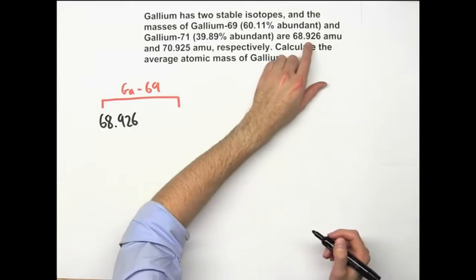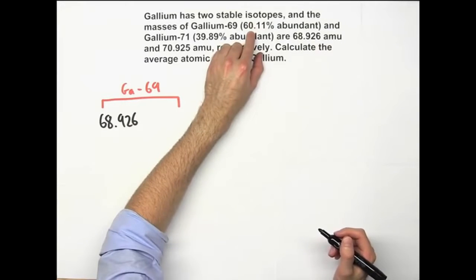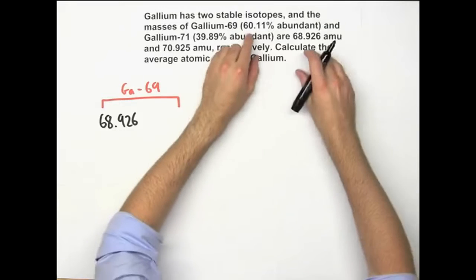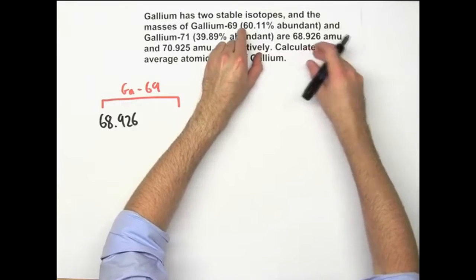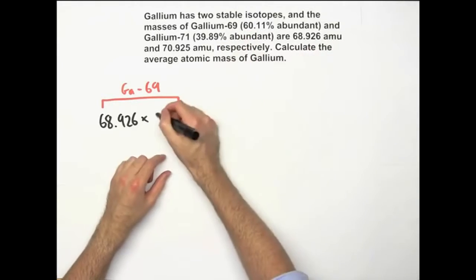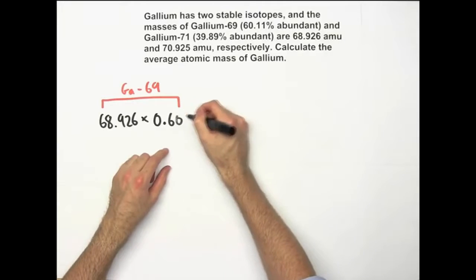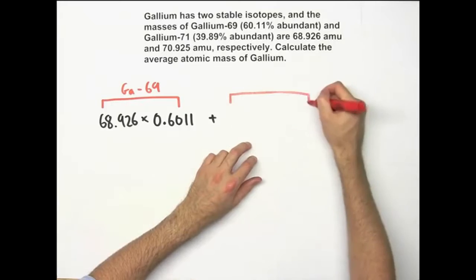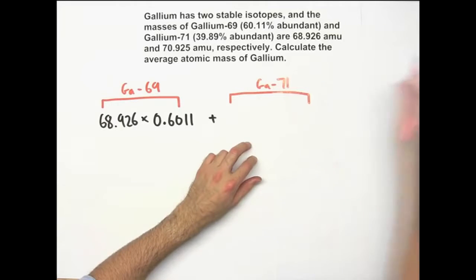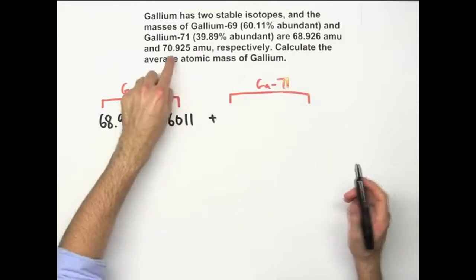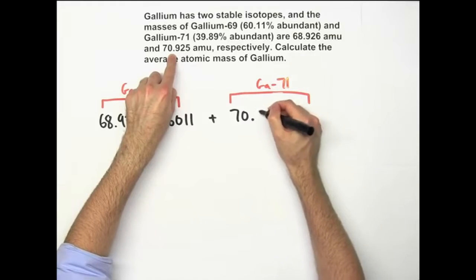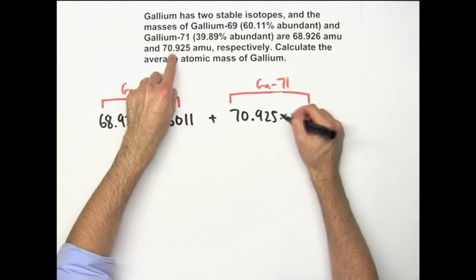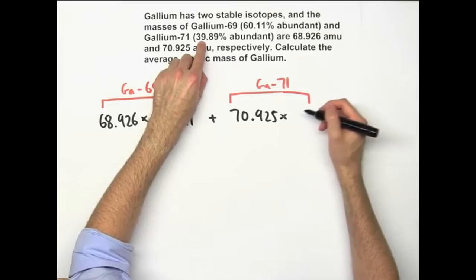68.926. And now we want to multiply this by gallium-69's percent abundance, but expressed as a decimal. So we'll be moving the decimal place 2 spots to the left, times 0.6011. That's the first part. Now we're going to want to do the same thing for gallium-71. So its mass is the second one here, 70.925. And we multiply it by its percent abundance as expressed as a decimal.